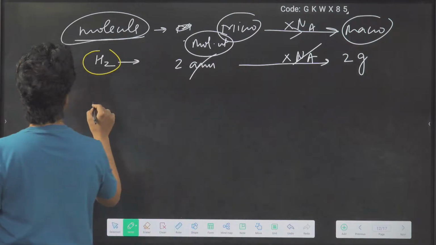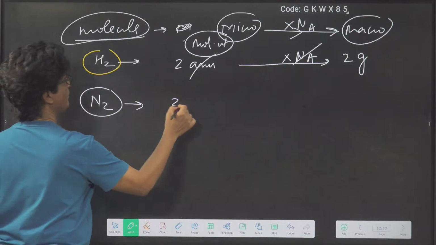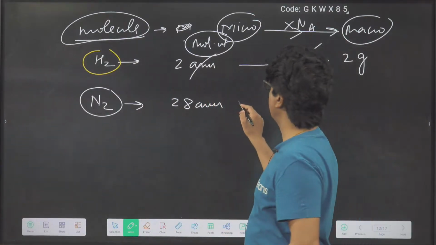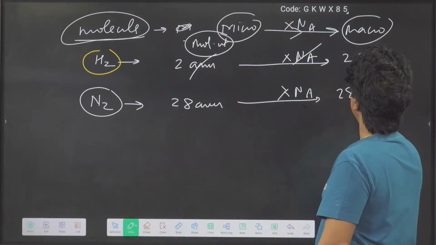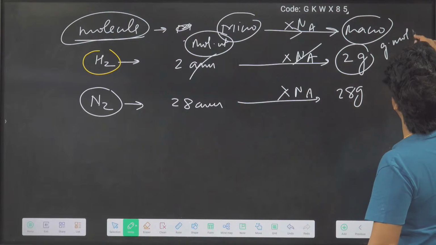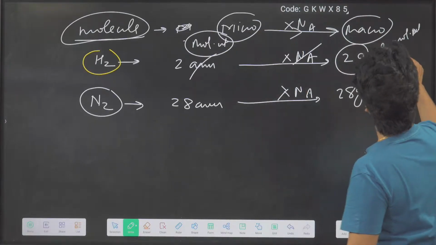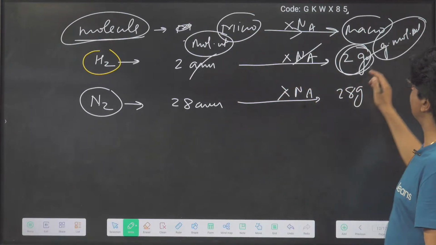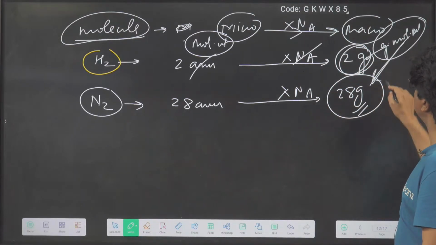Let's talk about, like say, nitrogen N2, the molecule, right? Come on, tell me. This will be 28 AMU. And take 1 mole of it. I'll get what? 28 gram. Now, this for molecule is called gram molecular weight. Gram atomic weight, right? So gram molecular weight. So 2 gram happens to be the gram molecular weight of hydrogen, and for nitrogen gas, it happens to be 28. What? Gram molecular weight.